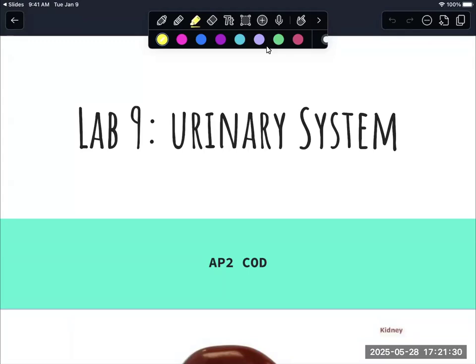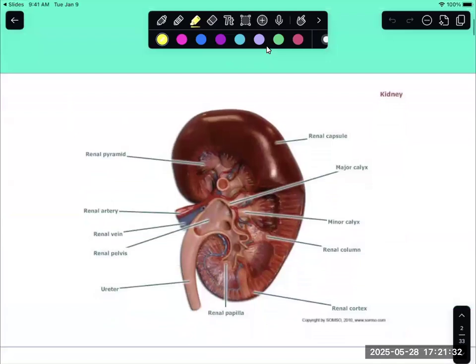So let's look at the urinary system. The main organs of the urinary system are the kidneys. The outside of the kidney is surrounded by a capsule, that outer layer. The next layer in is the cortex, and then the medulla. I'm trying to color it so that it stands out. It's kind of this entire area that is the medulla.